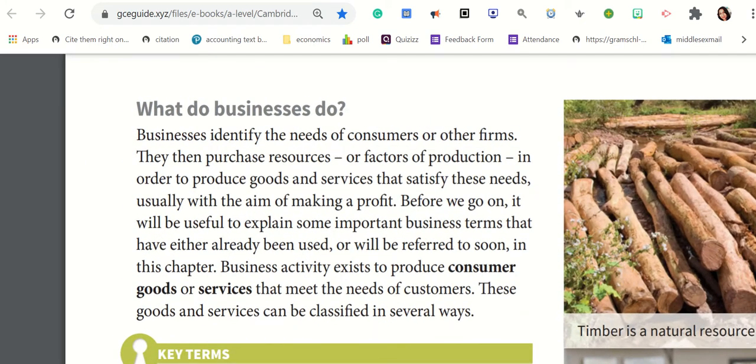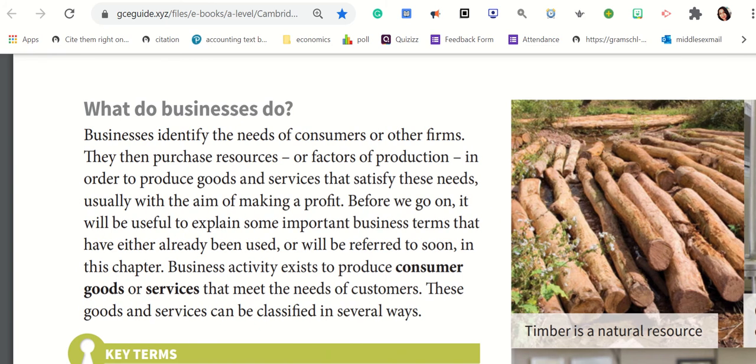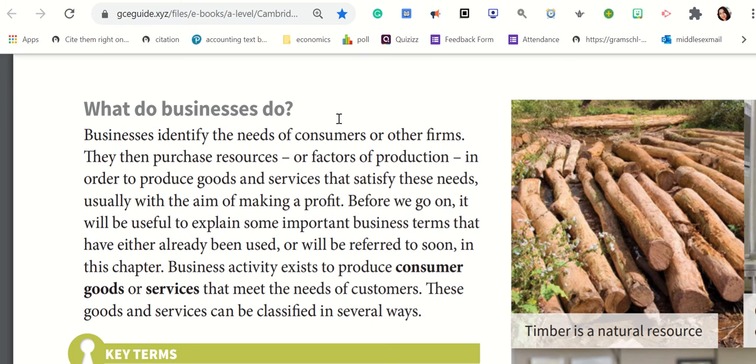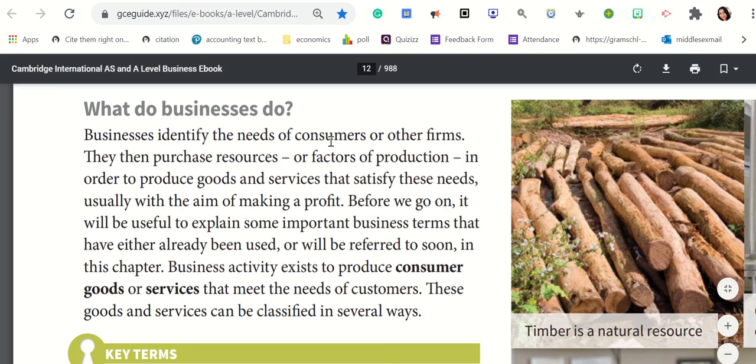What do businesses do? What do they actually work for? So you can see here, businesses identify the needs of the consumers or the firms because you know that there is B2B and B2C. B2B means business to business, B2C means business to customers. So goods are also produced by firms to other firms. Goods are also produced by firms to direct customers. They then purchase resources or factors of production in order to produce goods and services that satisfy these needs, usually with the aim of making a profit.